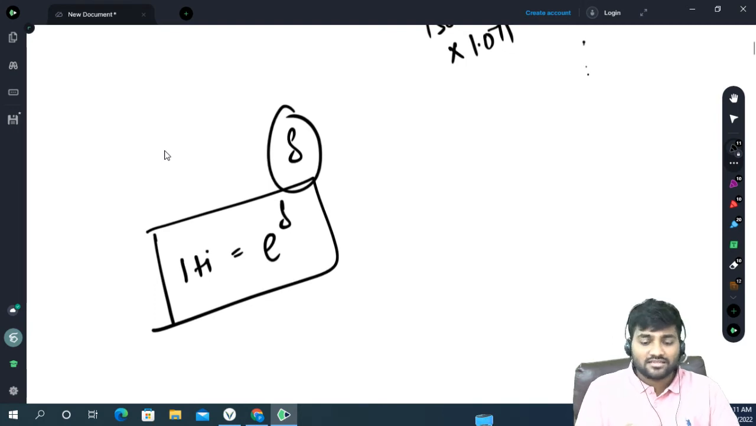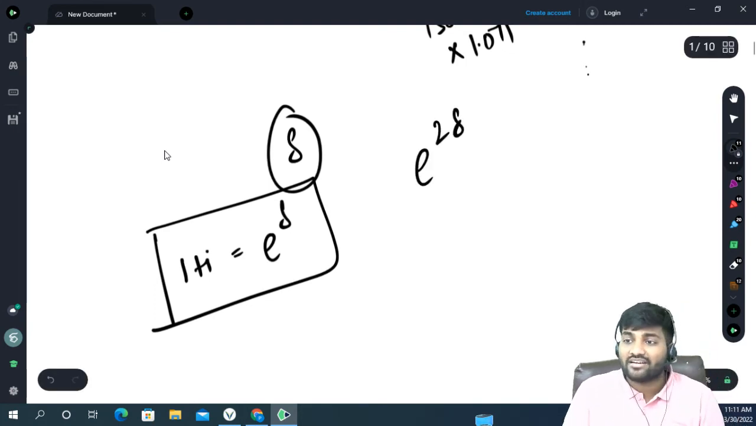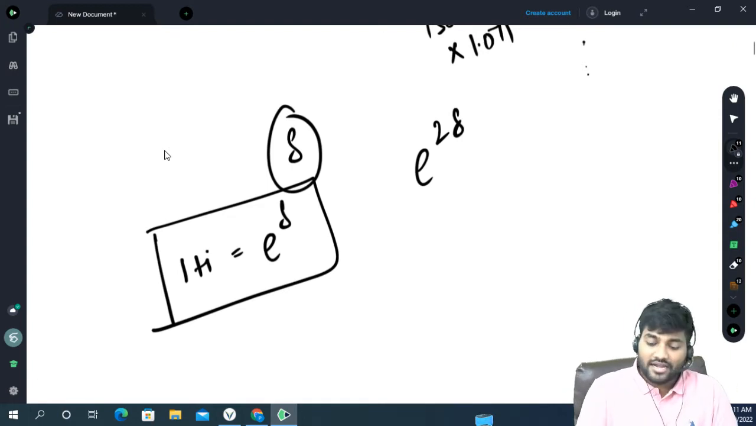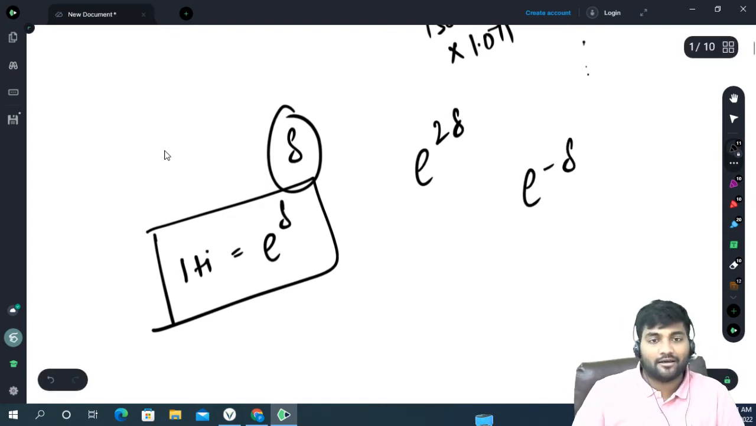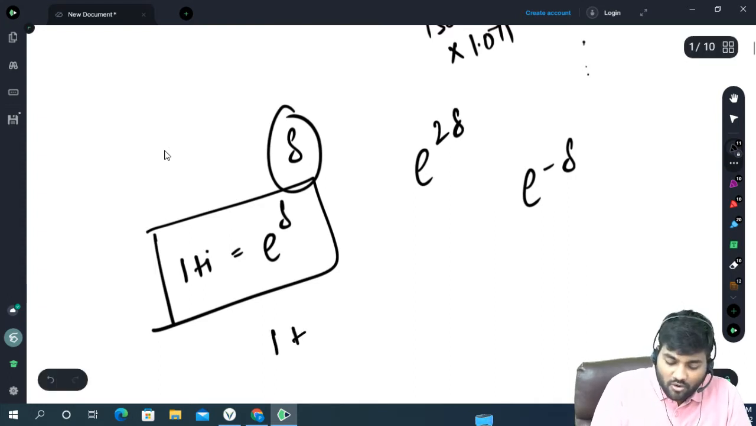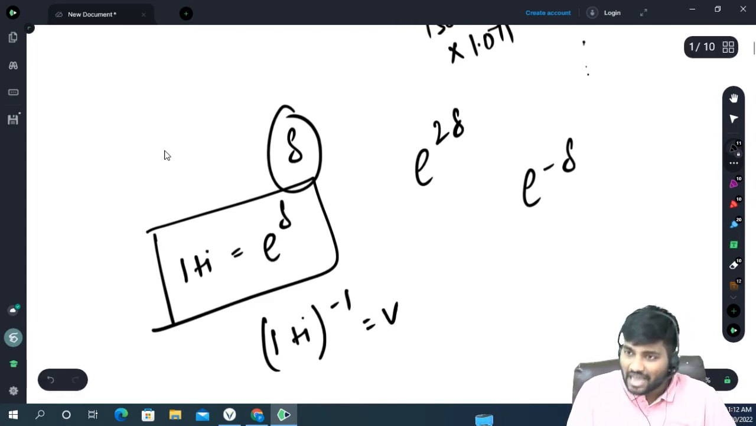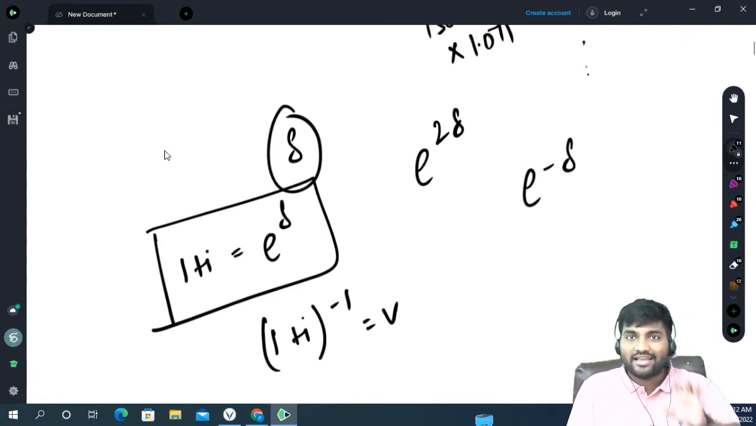Now for 2 years, it will be e raised to the power 2 delta. If we need the discount factor of 1 year, it will be e raised to the power minus delta. Because why? The discount factor for 1 year is (1 plus i) to the power minus 1, which is v. v is the discount factor for 1 year, pulling the money back to the present.